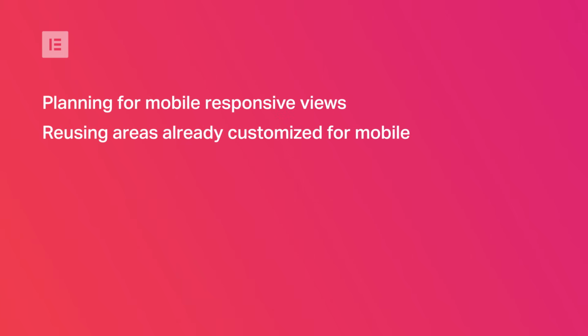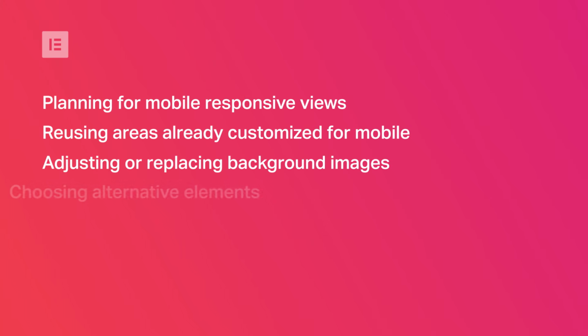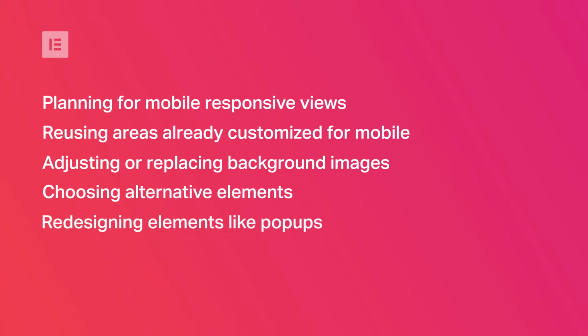So, we've covered planning for mobile responsive views, reusing areas already customized for mobile, adjusting or replacing background images, choosing alternate elements, redesigning elements like pop-ups, and adjusting content. And like we do every week, there will be more detailed explanations and insight about all this and more in the article that we published together with this video. Let's recap. We've seen the sorts of challenges that arise when making the transition from desktop to mobile devices. We've also seen solutions that we can employ to deal with these challenges.